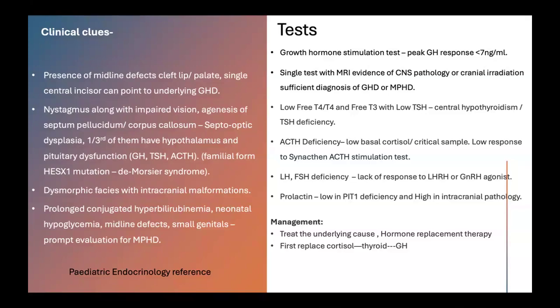So once the specific hormonal deficiency has been identified, the management involves treating the underlying cause, be it infection, tumor, etc., and specific hormone replacement therapy. While replacing, it must be remembered that the first hormone to be replaced should be cortisol, following that thyroid and growth hormone. Otherwise, it can lead to unmasking of adrenal crisis.